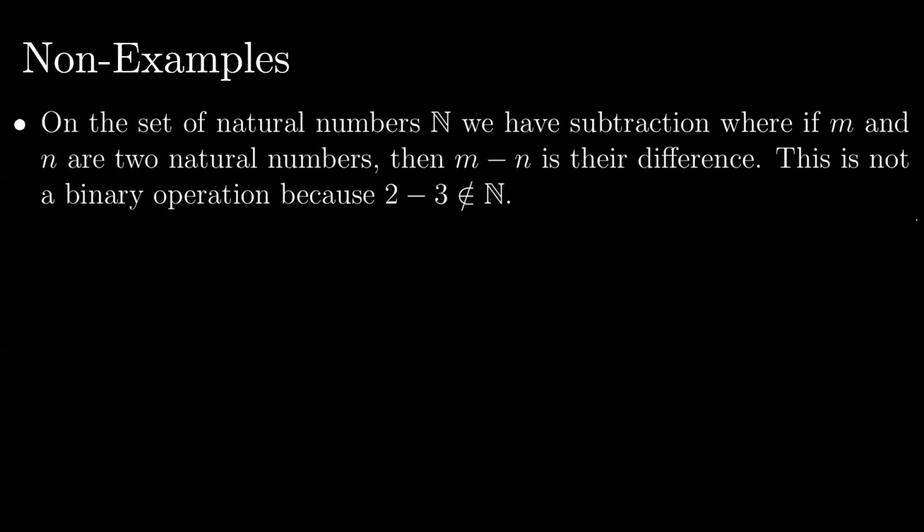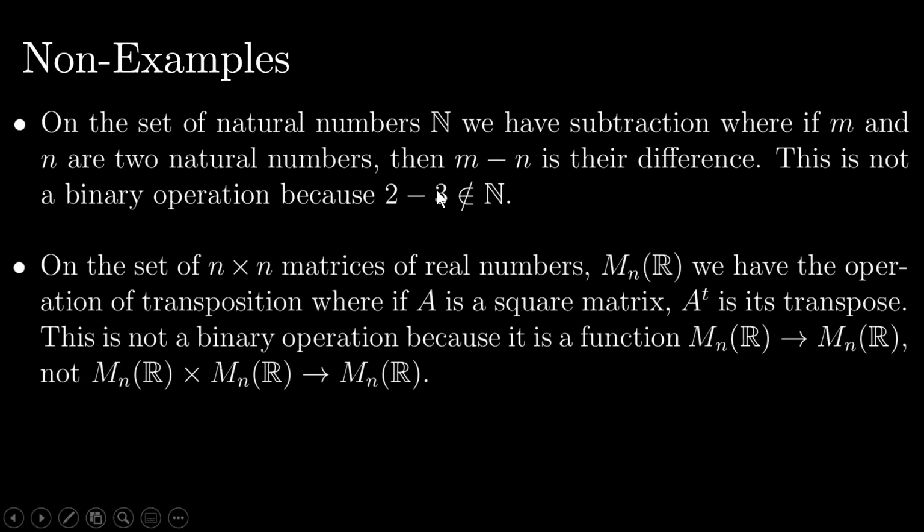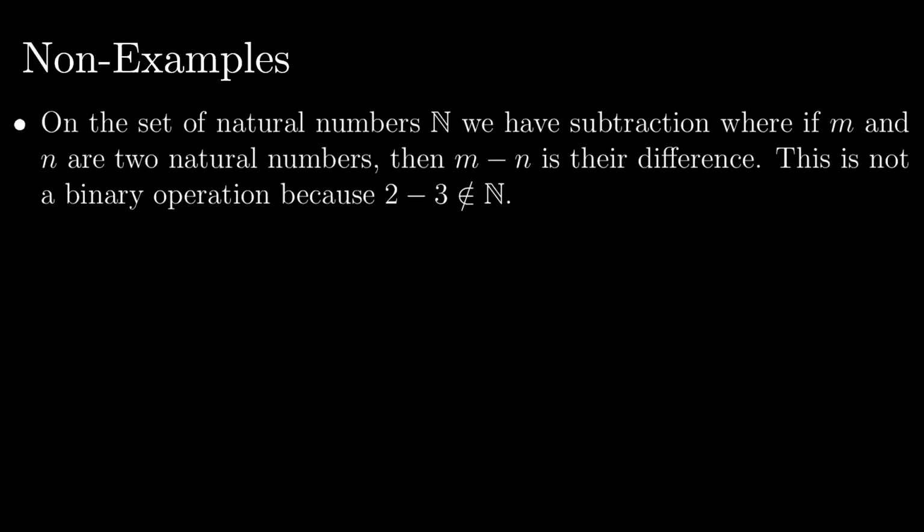Take subtraction: we can subtract natural numbers from each other, right? So m minus n is the difference of two natural numbers. But the difference between two natural numbers isn't always a natural number. For example, 2 minus 3 is -1, and -1 is not a natural number. So this function would take pairs and map them sometimes to natural numbers and sometimes not, right? And so we need the codomain to be the set that we're doing the operation on. So this is not a binary operation.